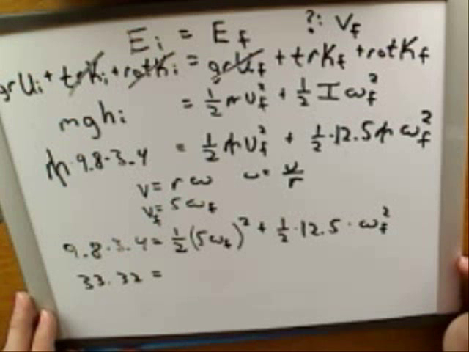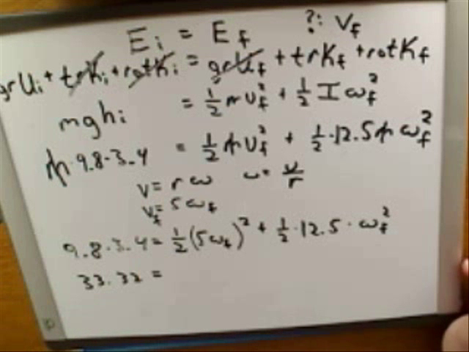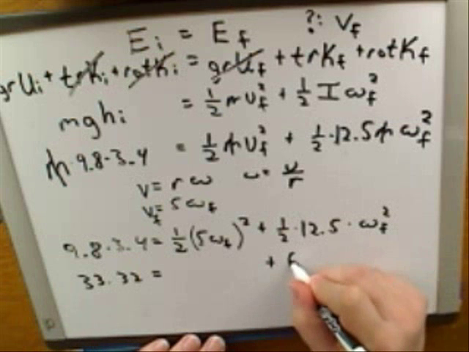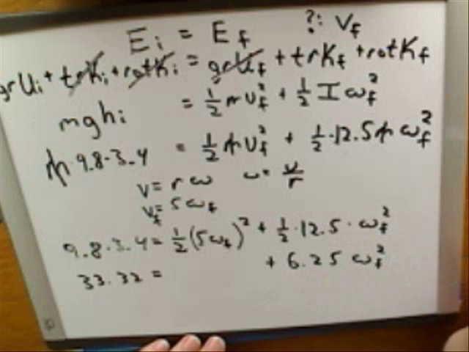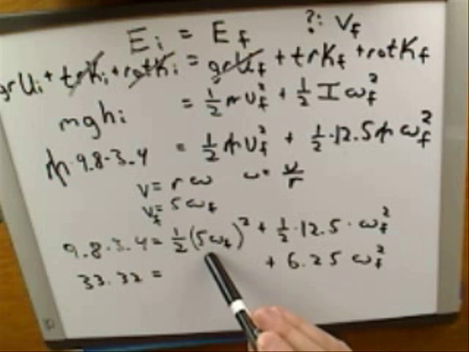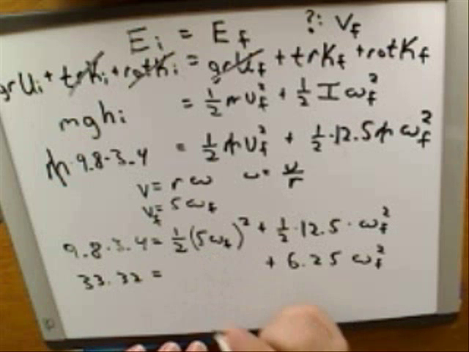Yeah, we could do the 1/2 of 12.5. Okay. Tell me what you get there. 6.25. And we can't forget that it's still times omega final squared. Good. Any other calculations? Do you know how to simplify this term here? You would just square the 5, you get 25, and then take 1/2 of that.